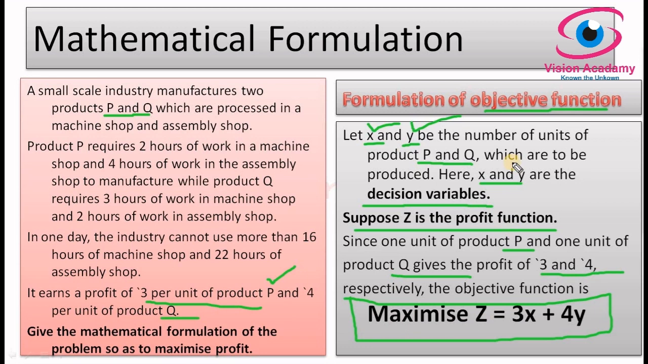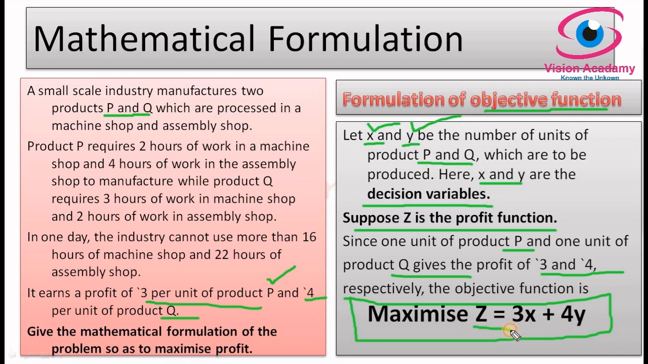3 from product P, P means X, 3x, 3 rupees. So from product P, P is X, 3x plus 4 rupees from product Q, that is Q, Q means Y. So we can say the objective function of this problem is maximize Z equals 3x plus 4y.